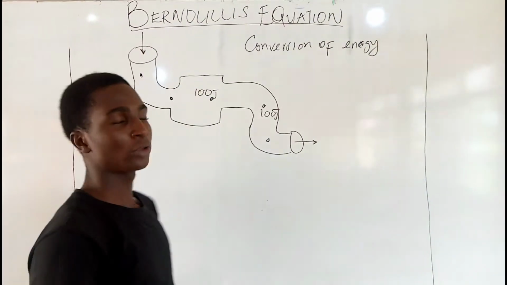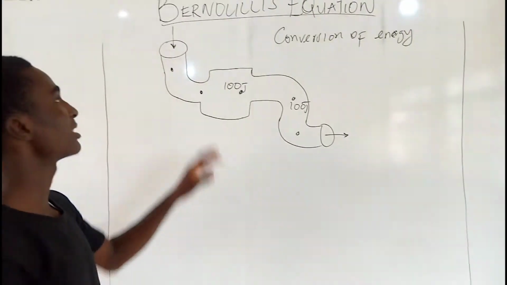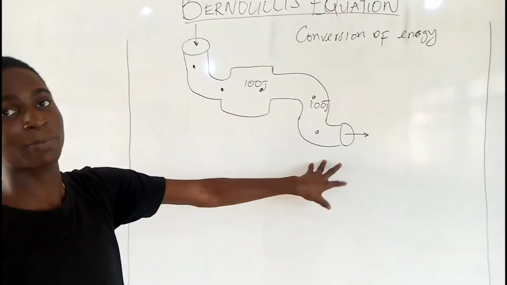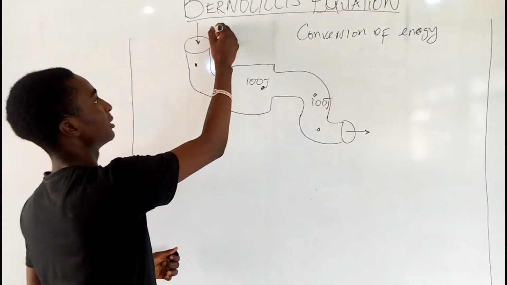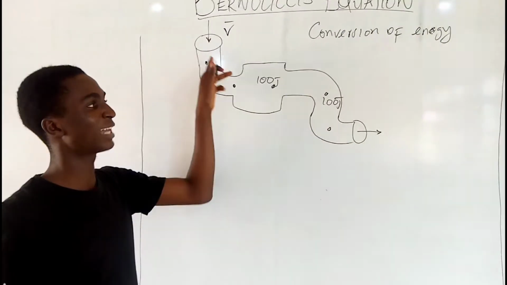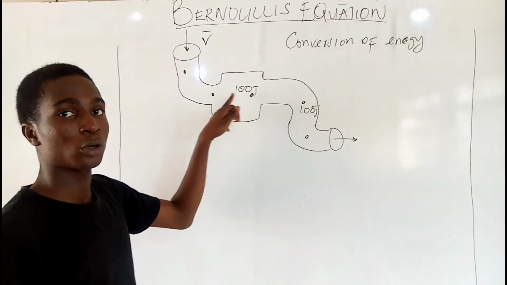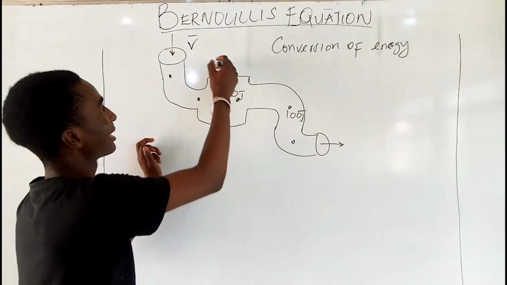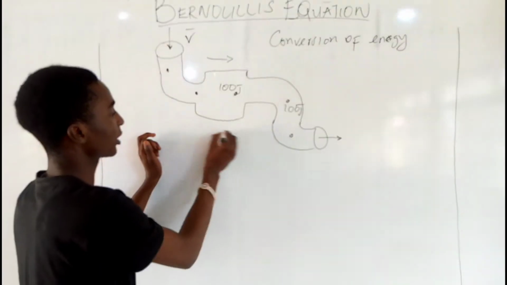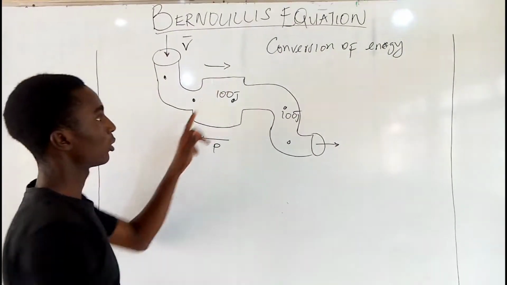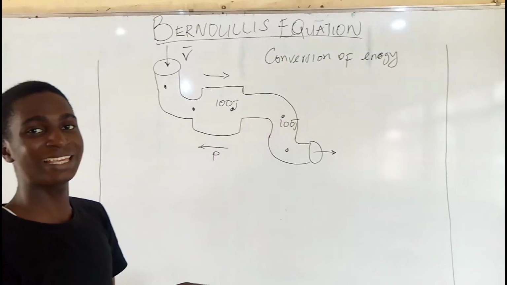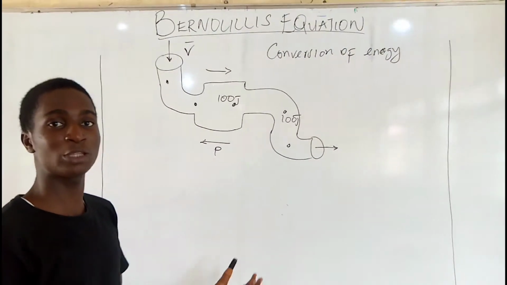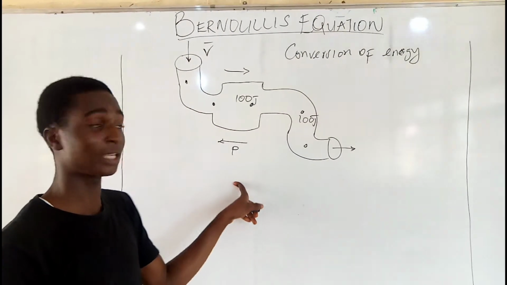Now, why Bernoulli's equation? Let's imagine I pour a fluid inside this pipe. The average speed at which the fluid flows, as the speed increases, the pressure of this fluid or of the container will decrease. So the increase in the speed of the fluid will lead to the decrease in pressure.